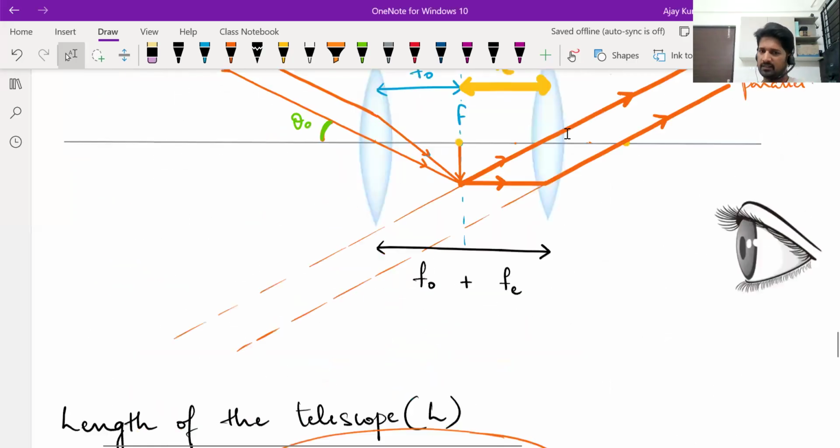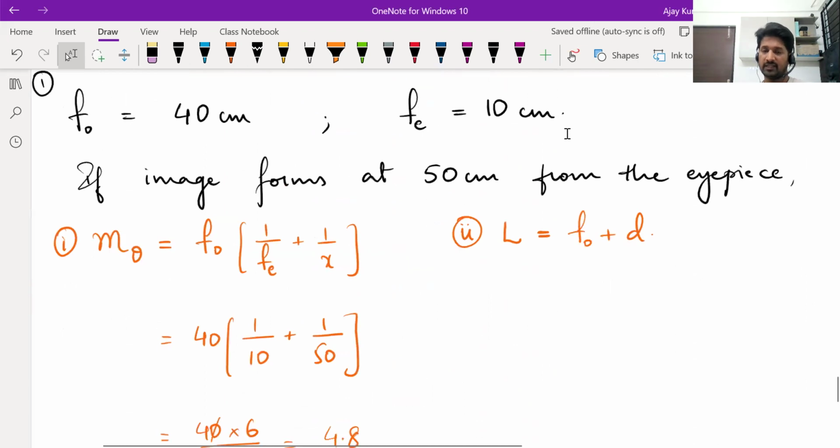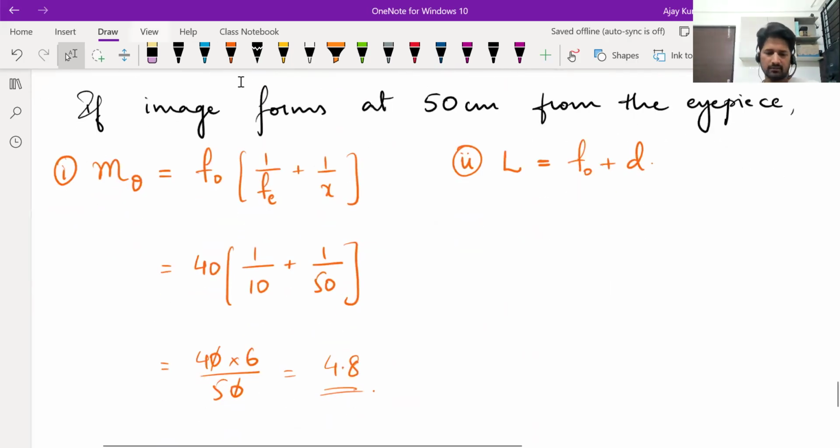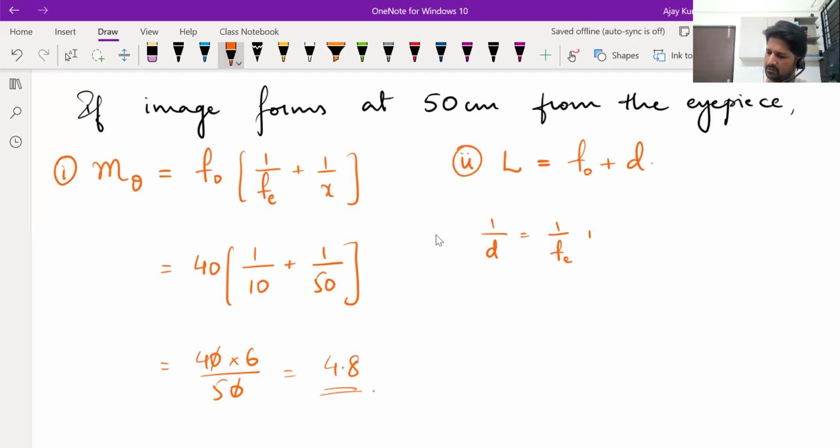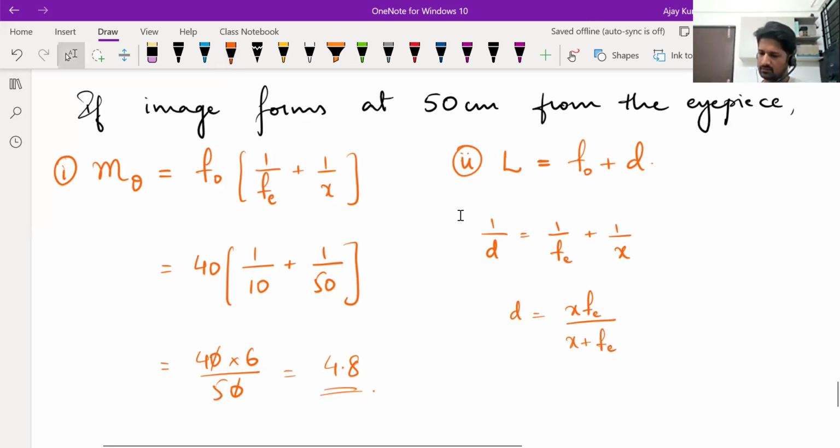But in the problem that is not given to you. You have been given where the image should form. And you know how to link d and x. That formula you are comfortable. Use that. One by d is 1 by fe plus 1 by x. So d becomes x fe by x plus fe. That's all. Substitute it.